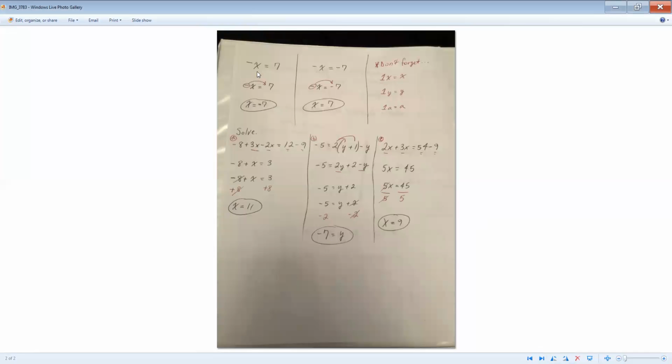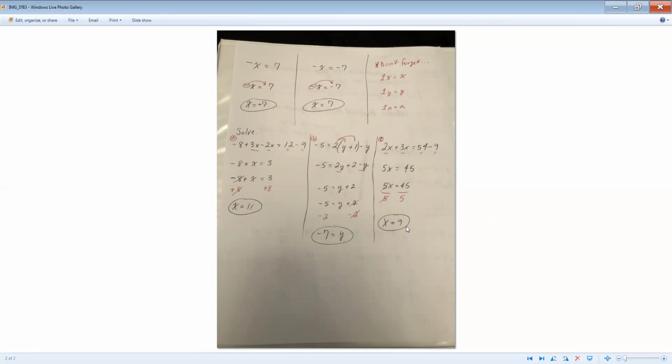Okay, so here, negative x equal to 7. My goal is to get x by itself. I don't want to solve for negative x, I just want to solve for x. So I can either multiply both sides by negative 1, divide both sides by negative 1, or just take the negative to the other side of the equation, and that'll be x equal to negative 7. If I have negative x equal to negative 7, if I take that negative to the other side, don't forget negative to a negative turns positive, so that'll be x equal to positive 7.